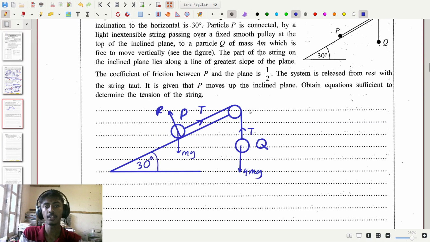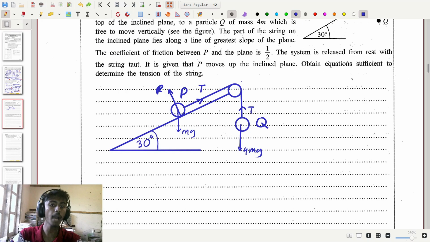Now after this, the last part of the question says that the coefficient of friction between P and the plane is equal to half. Now here, it doesn't really say if there is a coefficient of static friction or dynamic friction, and because of that, since our particles are moving here, we have to assume there is dynamic friction. So due to that, I'm going to introduce two things.